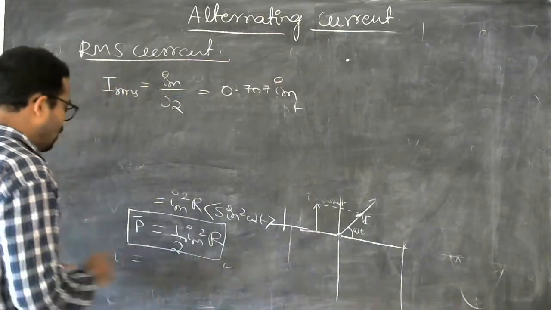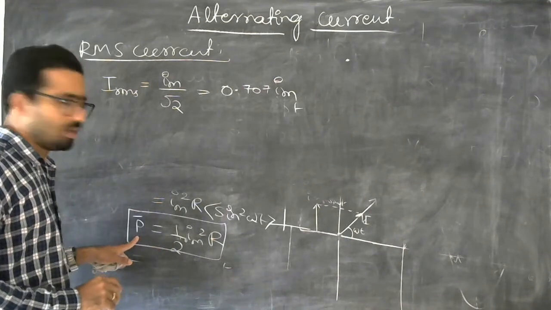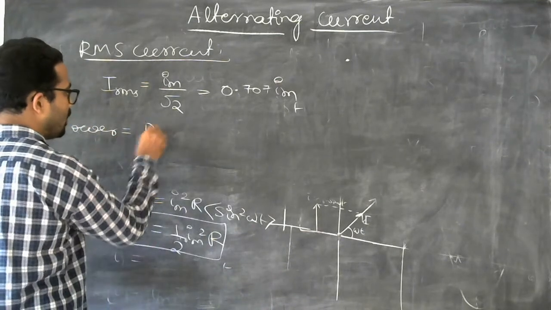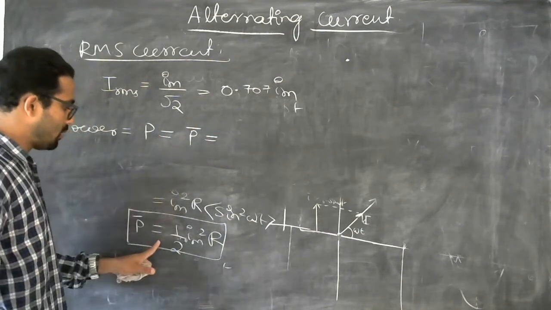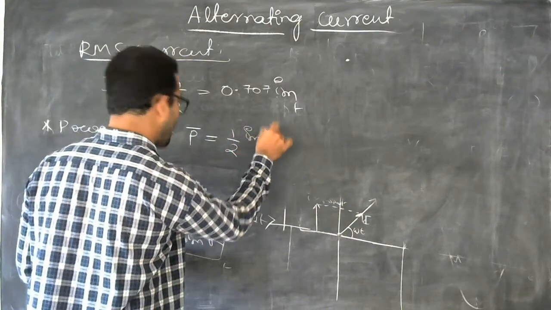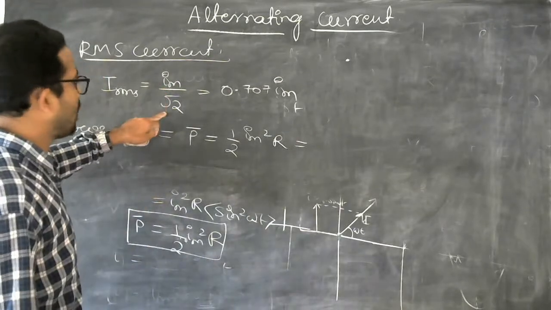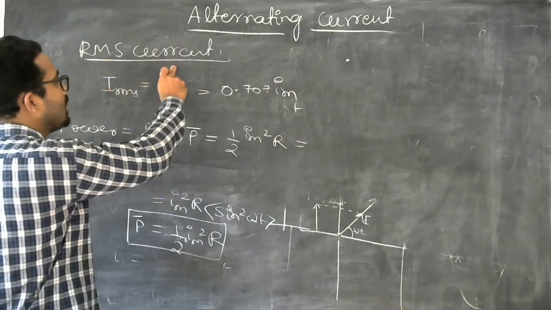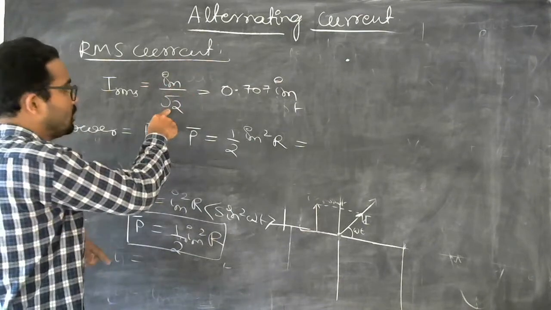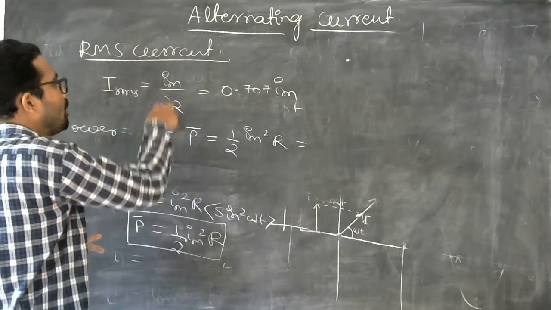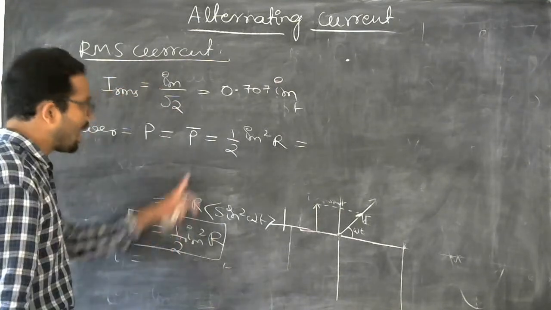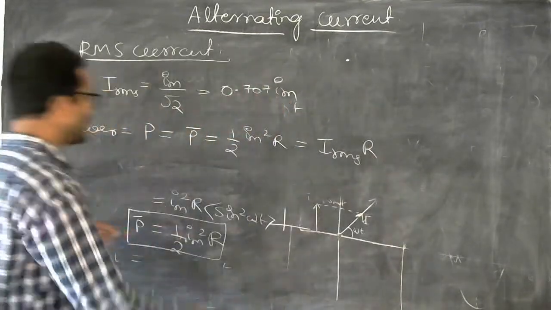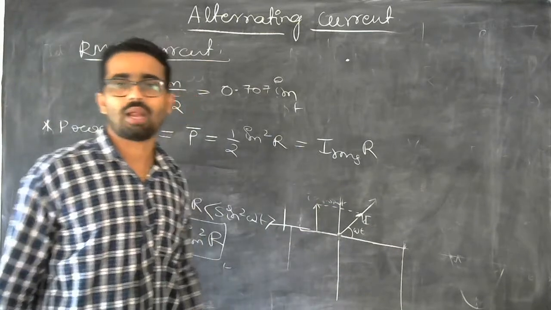Now if you want to represent this power in terms of this, what is our equation? P bar is half into Im square into R. See here, Im by square root of 2 is there. Taking the square on both sides, IRMS square is Im square divided by square root of 2 whole square, which is 2 itself. That is why you get Im square by 2, which is equal to IRMS square. What we have here is 1 by 2 into Im square, so we can write it as IRMS square into R. This is the equation for power with the help of RMS current.